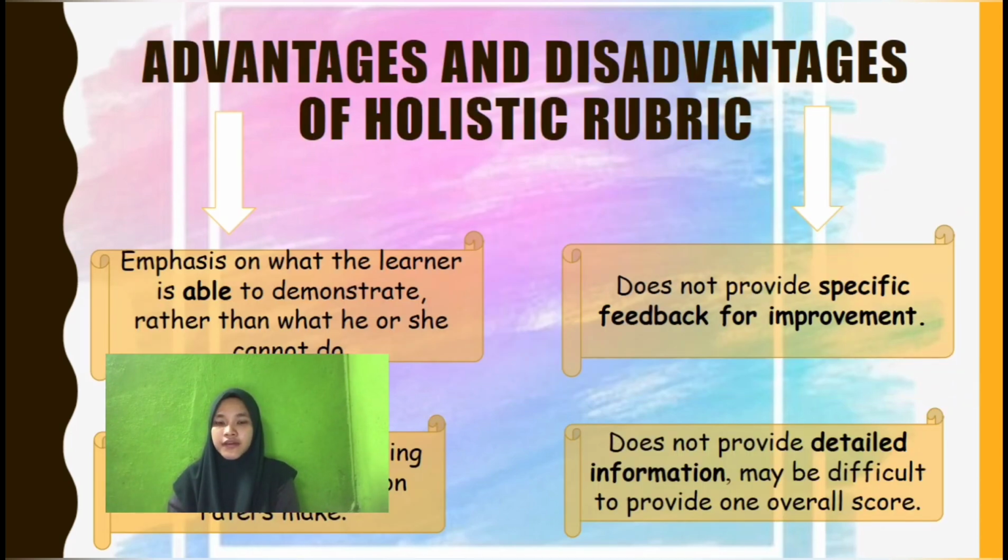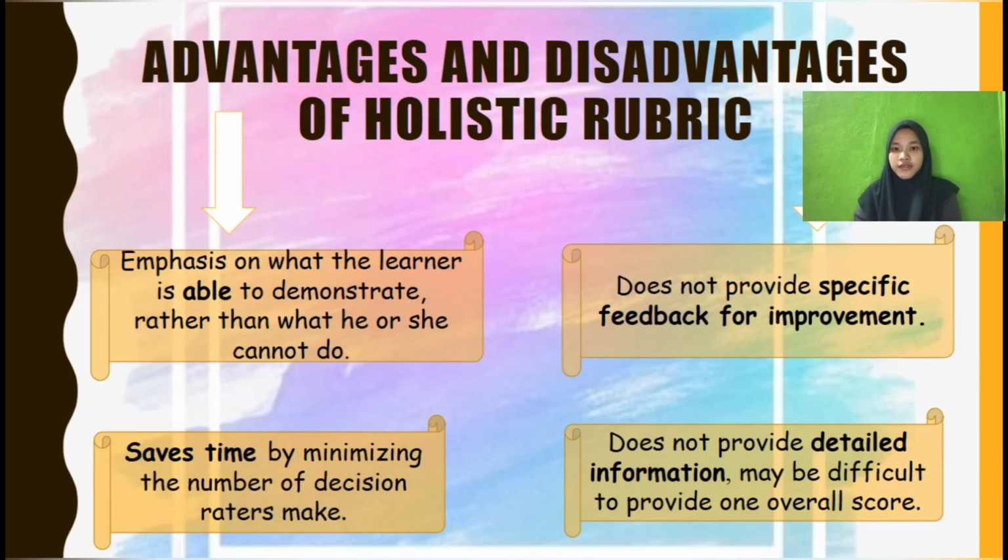Okay, lastly, I want to tell about the advantages and disadvantages of the holistic rubric. First, for advantages, it emphasizes what the learner is able to demonstrate rather than what he or she cannot do. Second, it saves time by minimizing the number of decisions raters make. Raters are teachers.